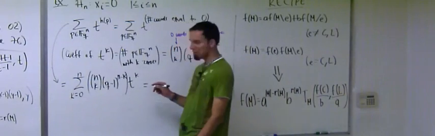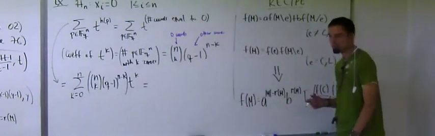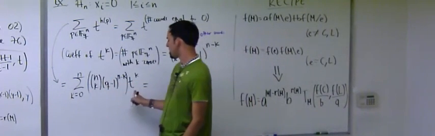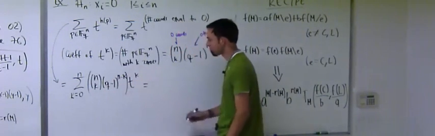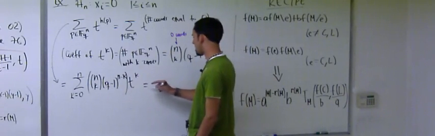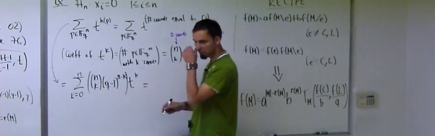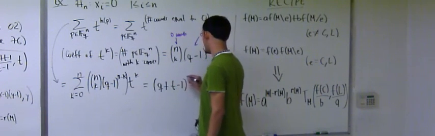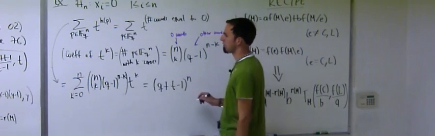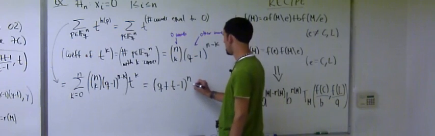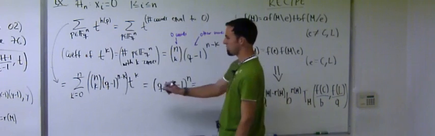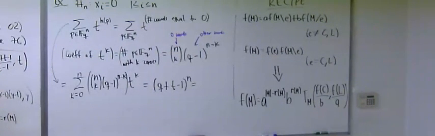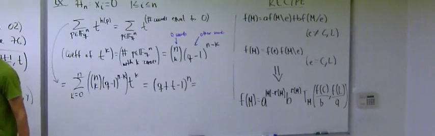Does this look familiar? We get really lucky. This is just a binomial formula: n choose k, something to the k, something to the n minus k. So this is just the binomial formula for (q minus 1 plus t) to the n. And so this is equal to what I just computed, and it's equal to this purple thing.